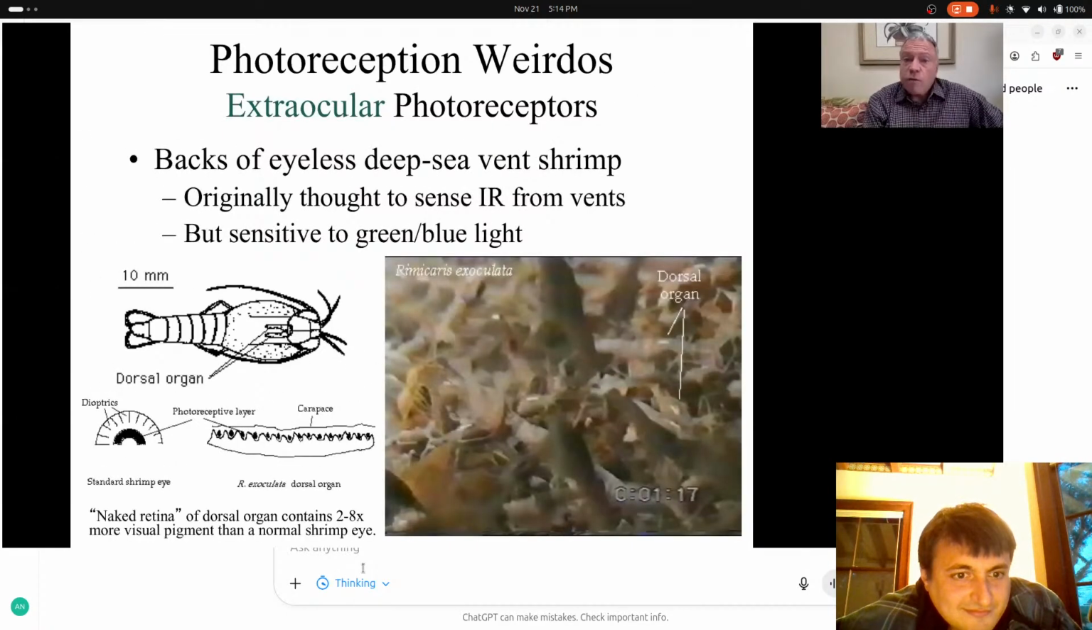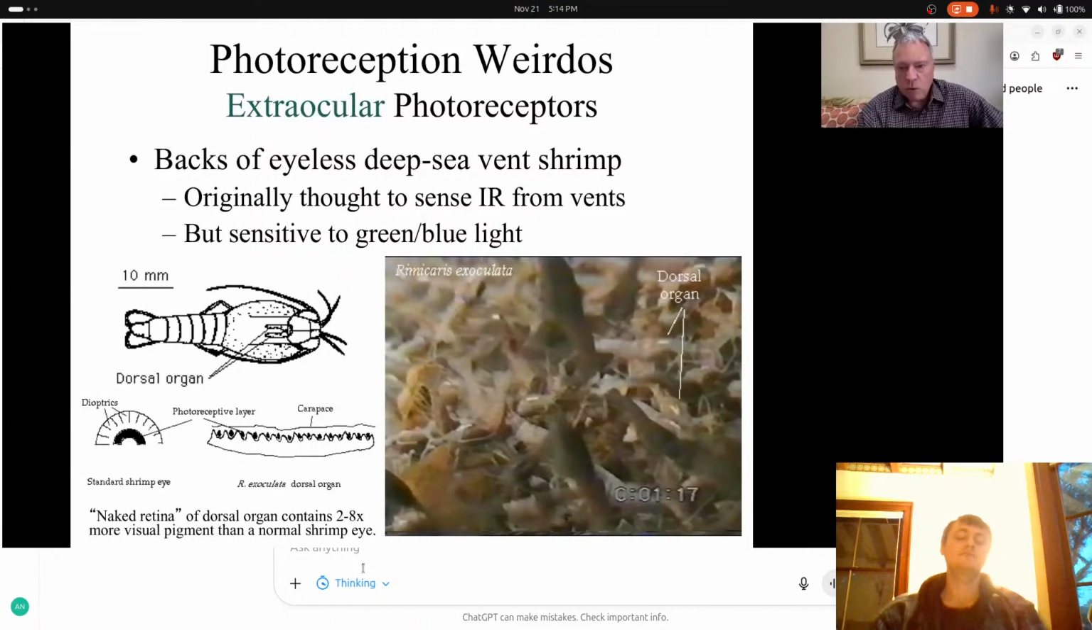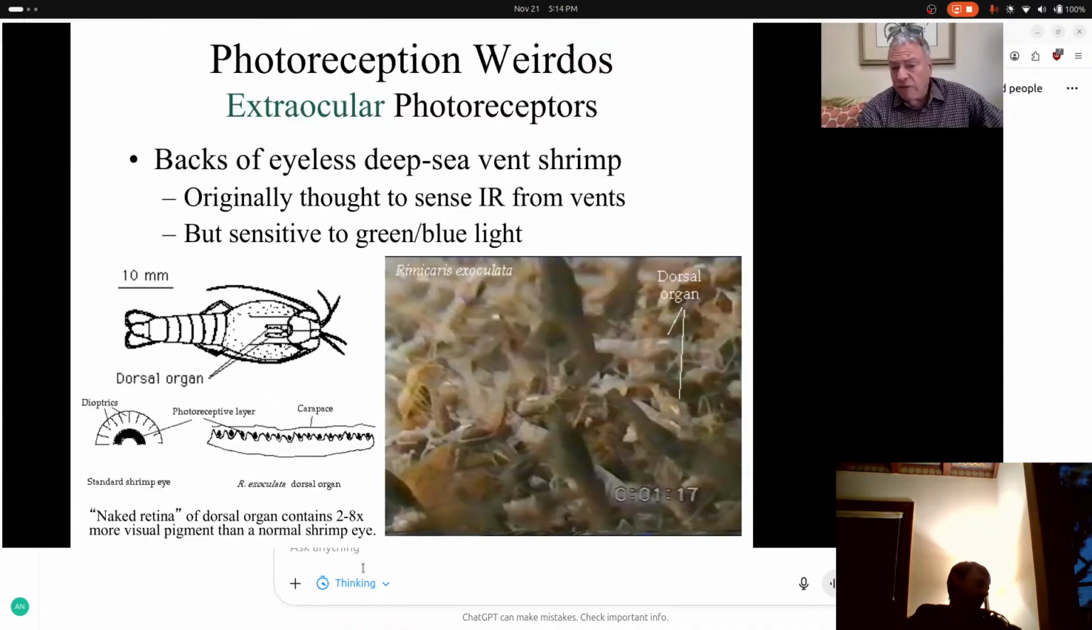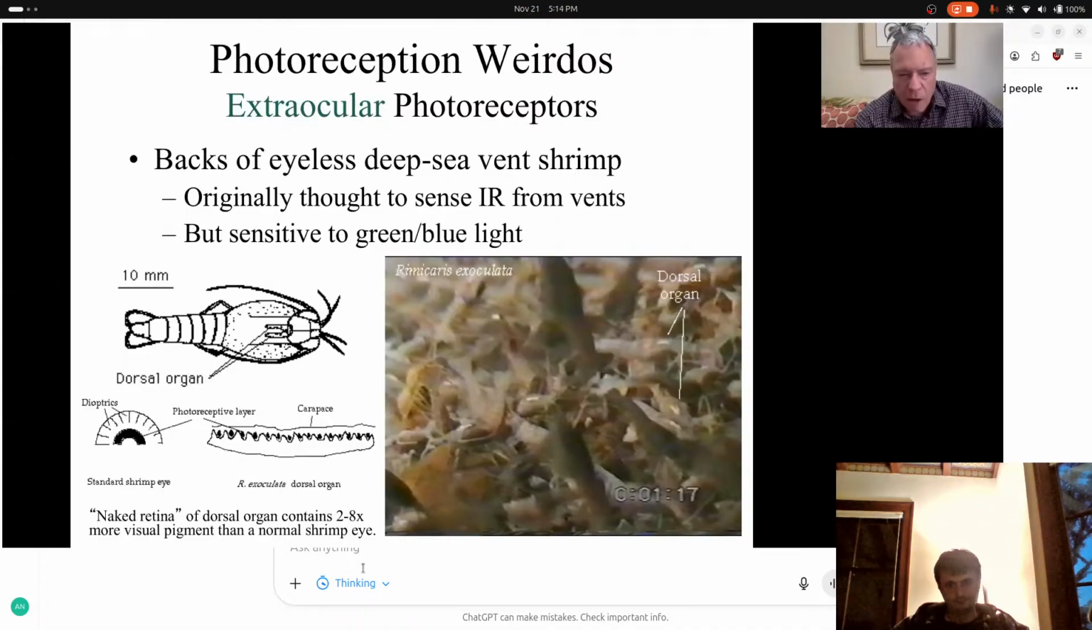Another example of extraocular photoreceptors are in some of these deep sea shrimp. So these shrimp are living down in the bottom of the ocean where it's completely dark. There is no ambient sunlight. And so, not surprisingly, they don't have eyes. Okay, you live in the dark, why do you have eyes? But then when people collect them, they notice that there's kind of a little shiny patch on their back. You can see it very well here. This kind of little shiny patch on their back.